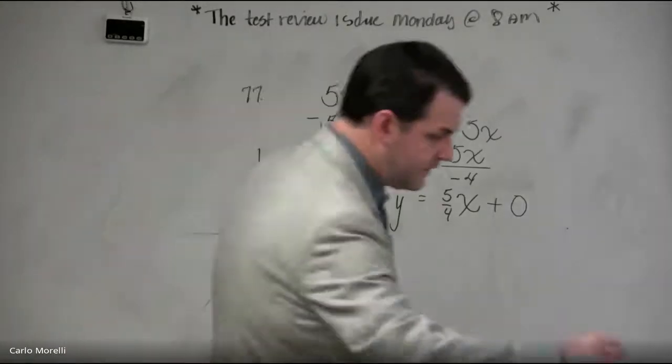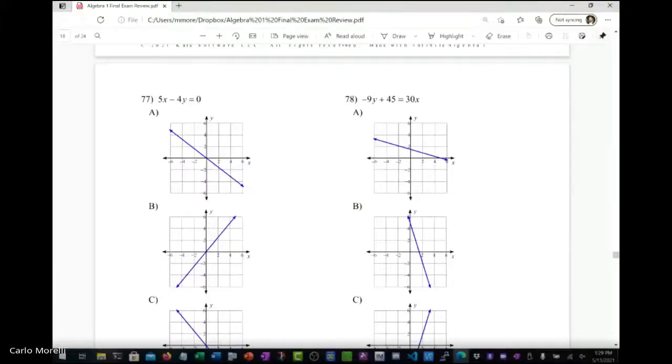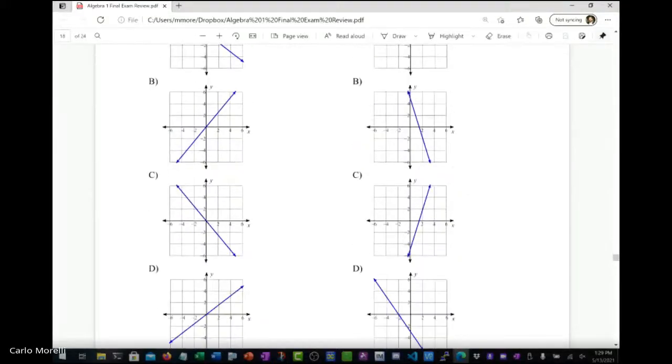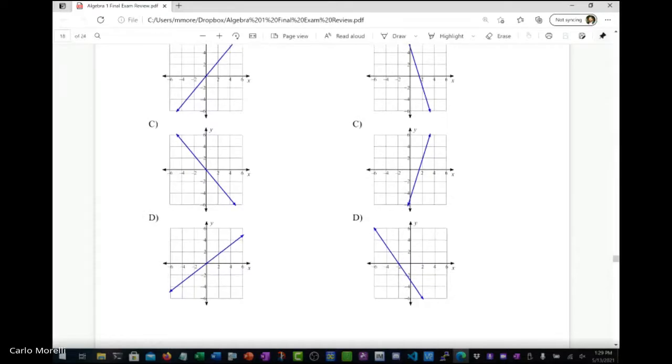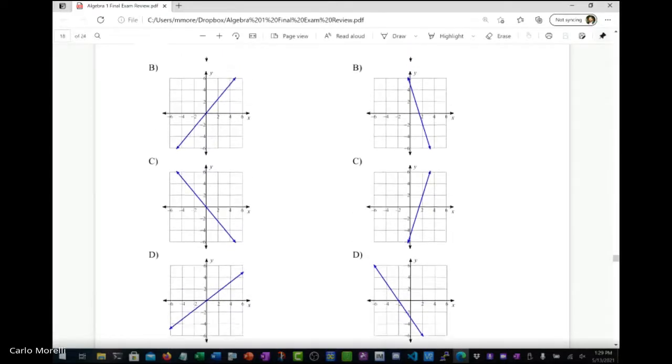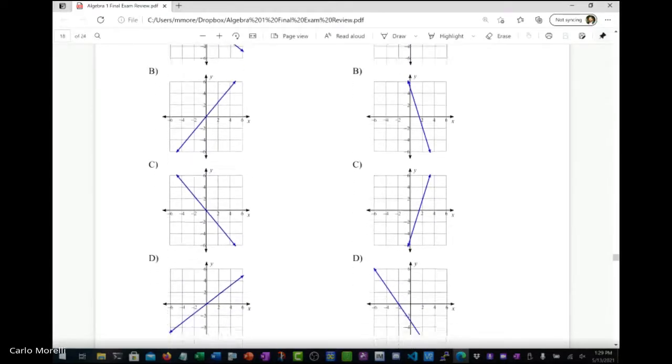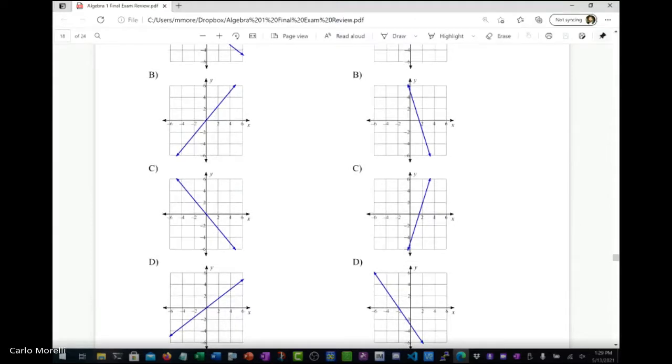So looking at number 77, B or D? Yeah, it's going to be B. Yeah, because it goes up higher than it goes over. And on D, it's going up lower. It's going up higher less than it goes over. So I would say it's B.